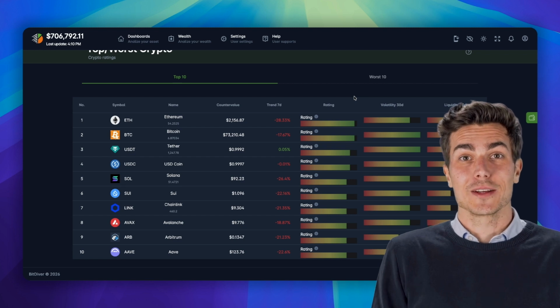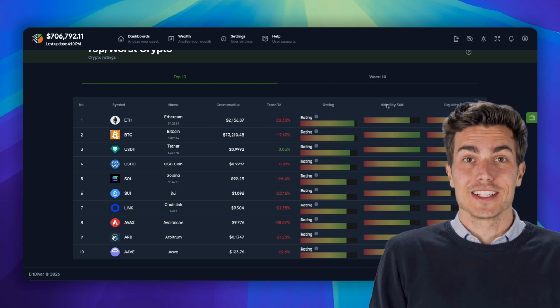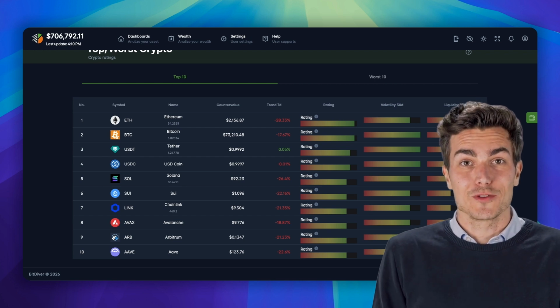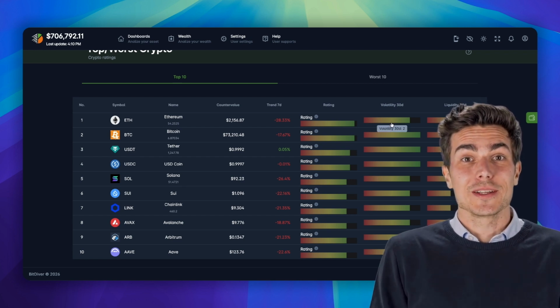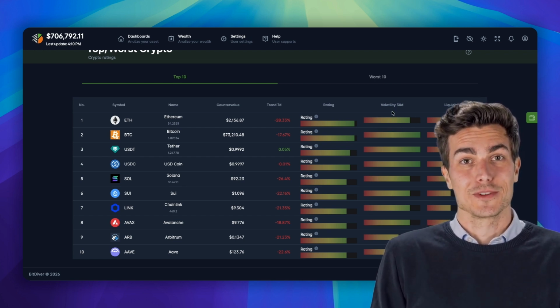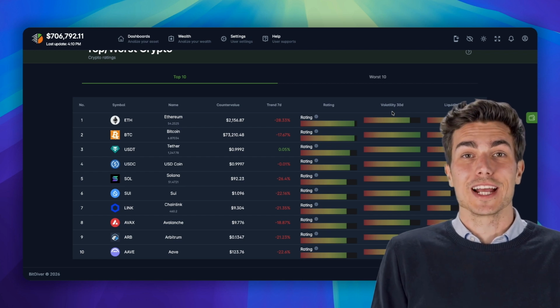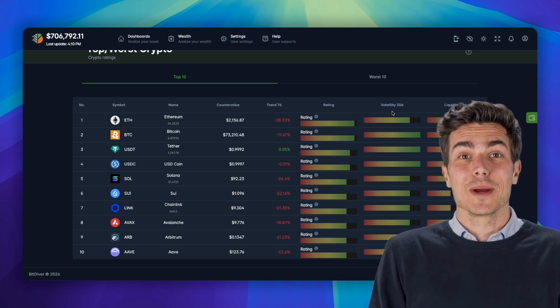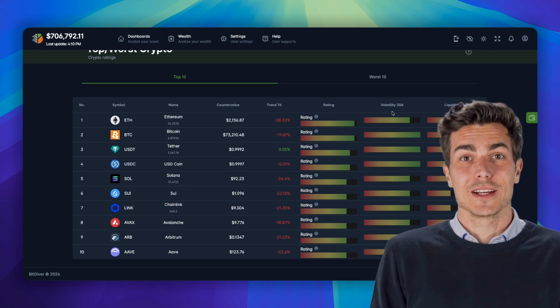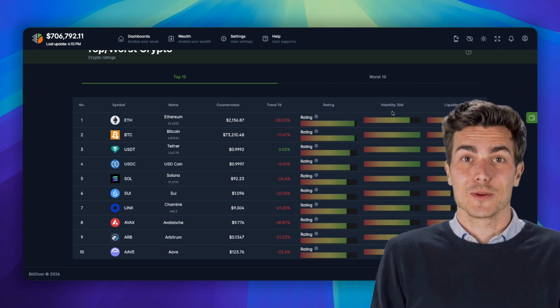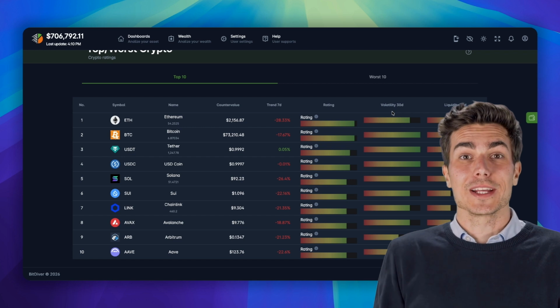Next to the rating, you will find two fundamental risk indicators. 30-day volatility indicates how much the crypto's price has been subject to fluctuations in the recent period. 30-day liquidity represents how easily the crypto can be traded on the market without significant price impacts. Even in this case, the colored bars help quickly interpret the level of risk associated with each asset.